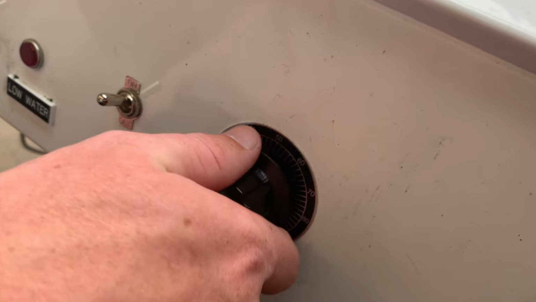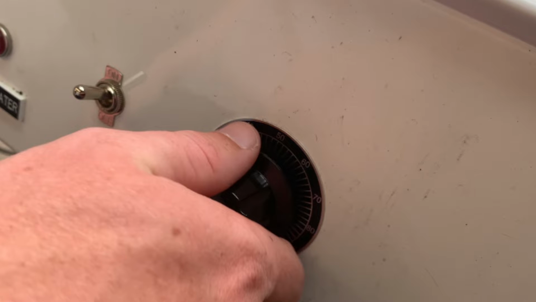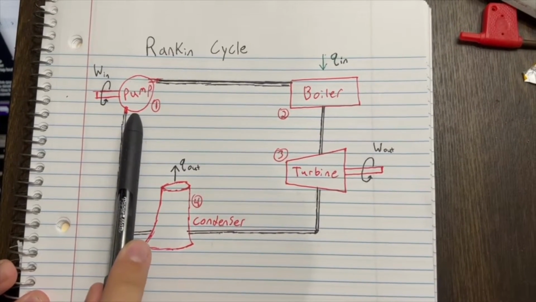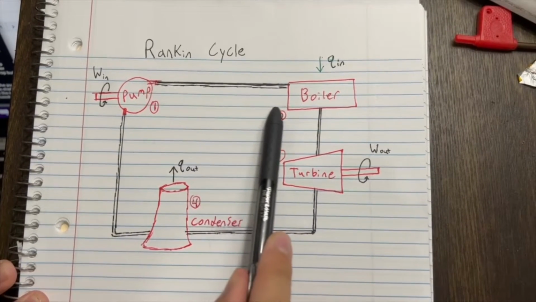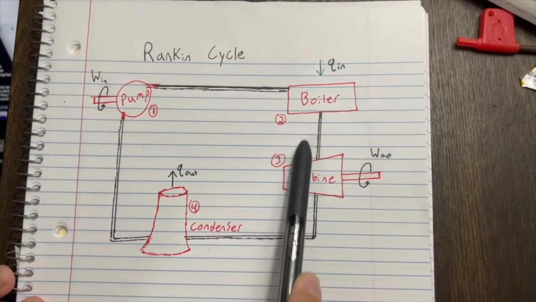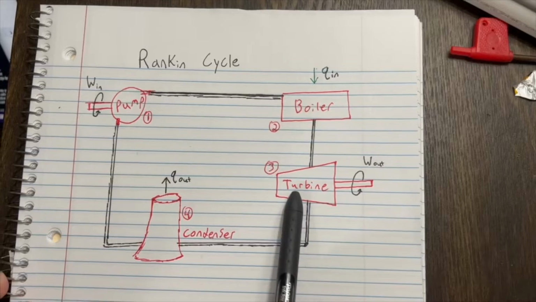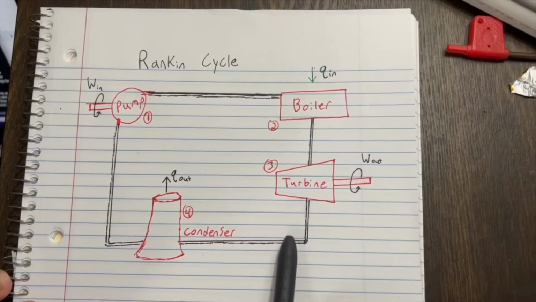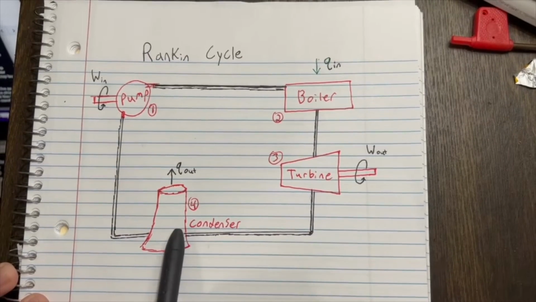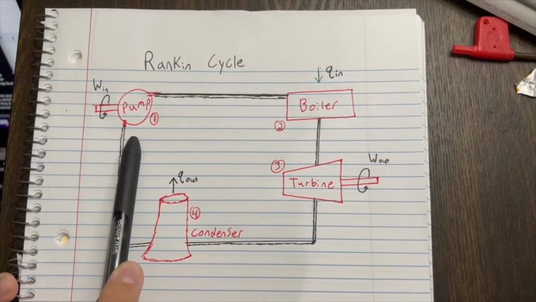While that's heating up, let's do a quick recap on what actually happens in the Rankine cycle. The cycle begins when high-pressure liquid comes out from the pump and goes to the boiler. The boiler turns that liquid into a high-energy vapor. The vapor expands through the turbine and outputs shaft work as well as low-energy vapor. The vapor then travels to the condenser to turn back into a liquid. This low-pressure liquid is recycled back to the pump and the process continues.